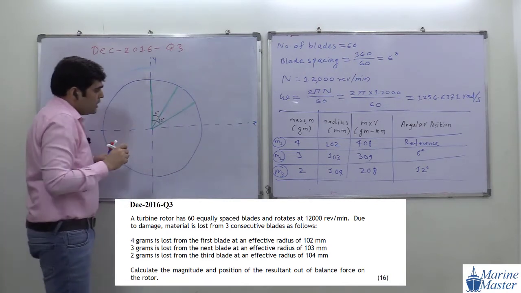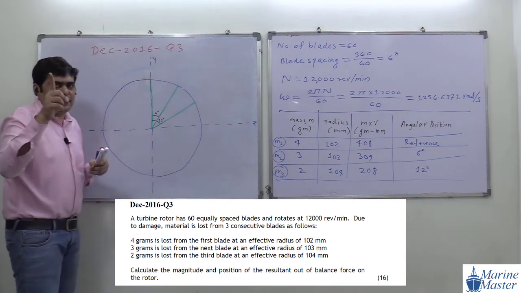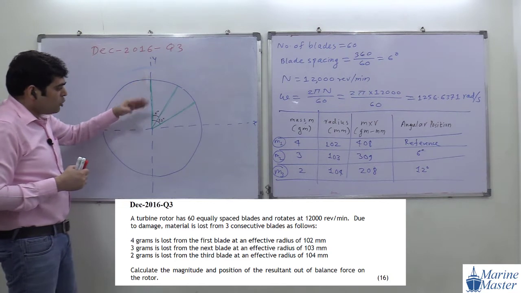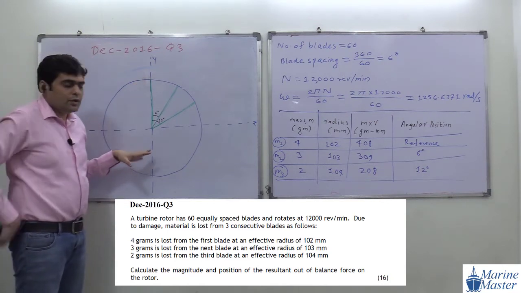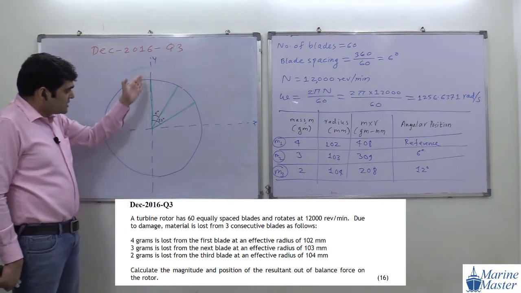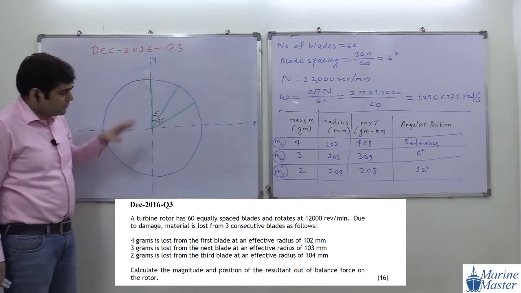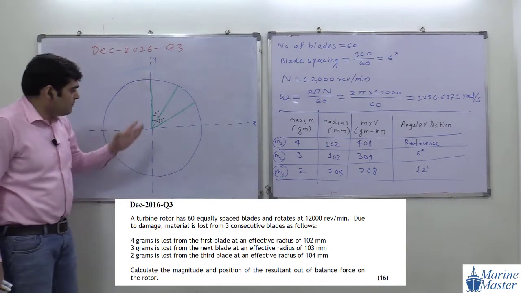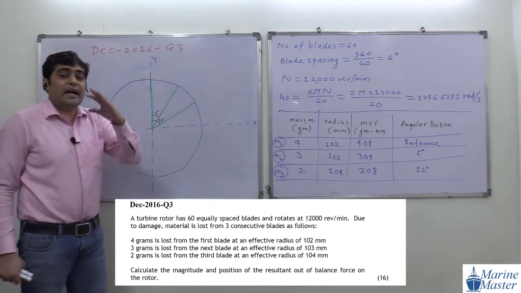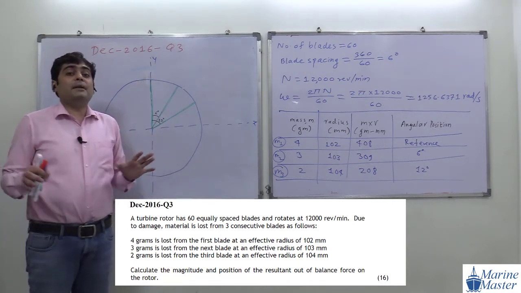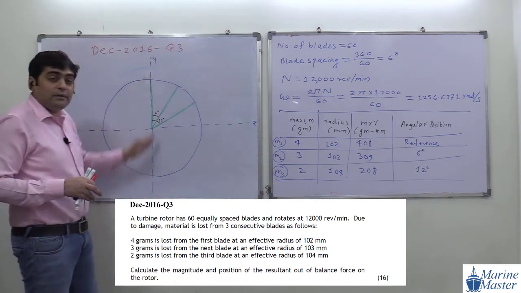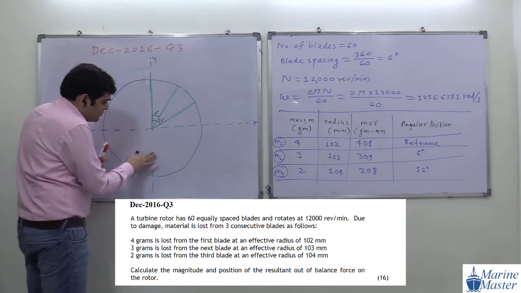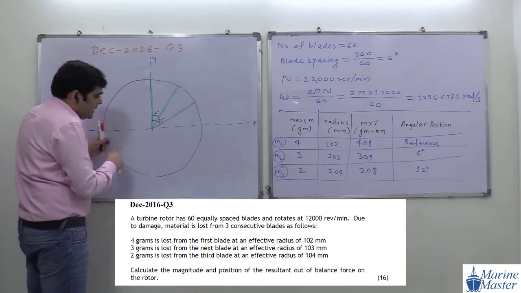Good. Now, if the material is lost from this blade, see the point. If the material is lost from this side, automatically what will happen? The mass on the other side will increase. Whatever blade is on the other side, that mass will increase. And unbalance will be created due to this blade. Suppose we are assuming that there is some blade on this side also.